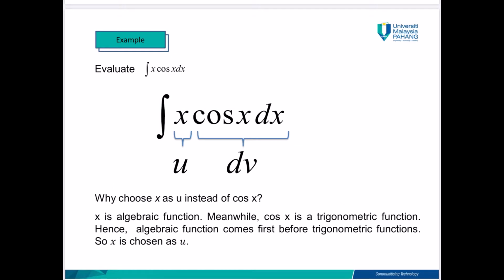For example, evaluate the integration of x cos x dx. In this problem we have two different functions: x is the algebraic function and cos x is the trigonometric function. If you remember the LATE, the algebraic function comes before the trigonometric function, so we choose algebraic as u and trigo as dv. Just remember the LATE.